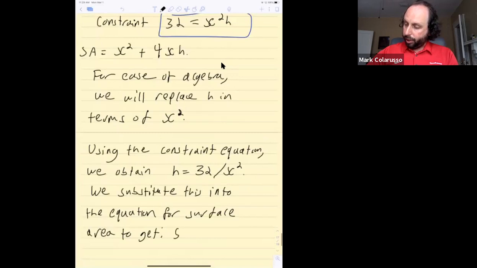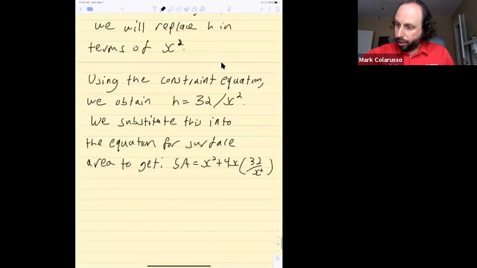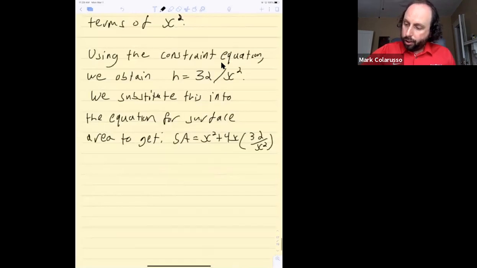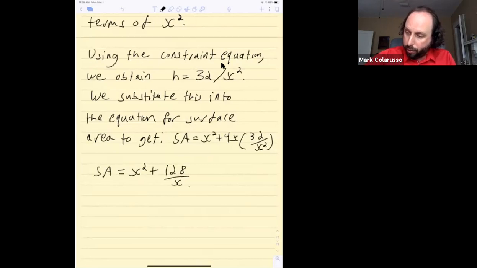Surface area equals x squared plus 4x times 32 over x squared. So I'll clean this up a bit. As you get, the surface area is x squared plus 128 over x, and there we are. Now this is a function of x, so I should write it that way: surface area as a function of x.